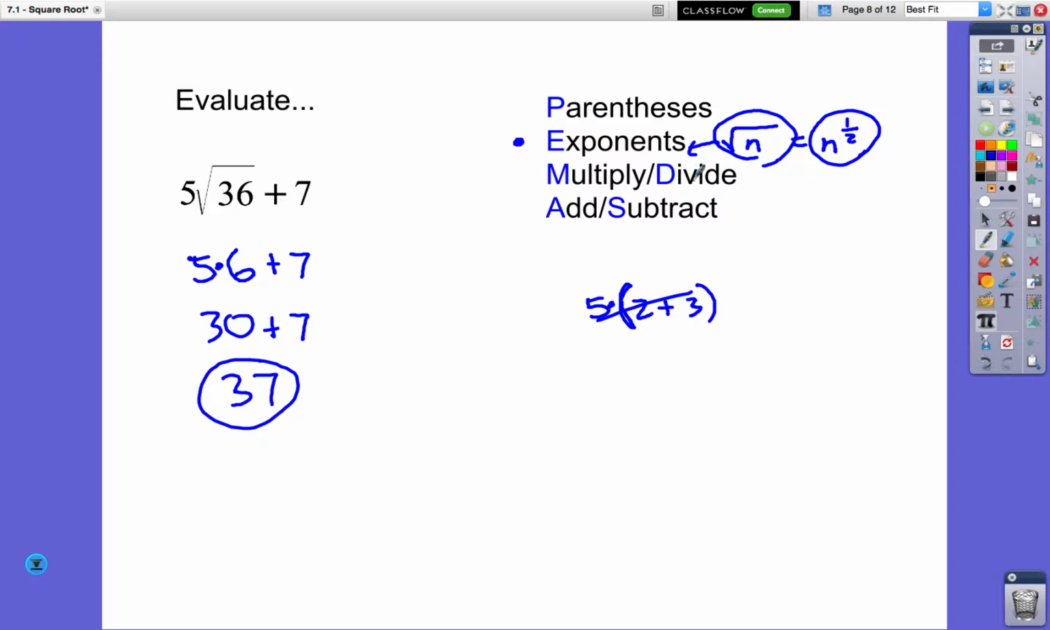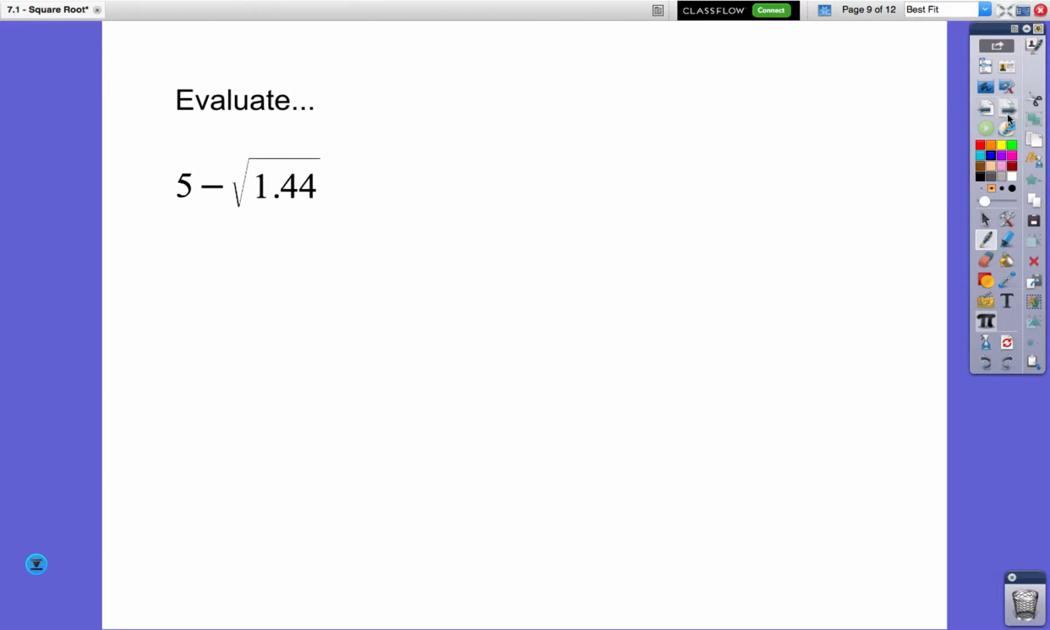All right, let's try some others, but we're going to start working in some other types of numbers like decimals and fractions. Take a look here. At first, you might look at that decimal and think, oh boy, that's going to be trouble. But it's not that bad. 5 minus whatever the square root of 1.44 is. According to order of operations, we need to do that first. So let's put a little side note over here.